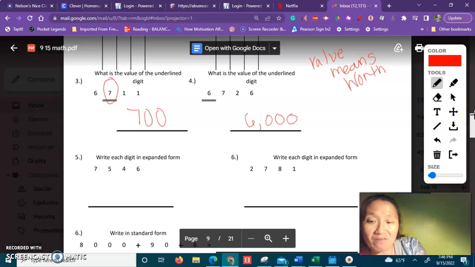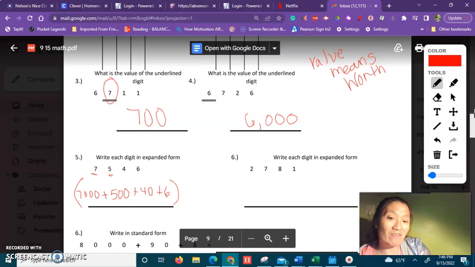Now, we are writing each number in expanded form. So we have a 7 in the thousands place. So we have 7,000. Okay? We have a 5 in the hundreds place. That's worth 500. The 7 is worth 7,000. The 5 is worth 500. The 4 is worth 40. And the 6 is just worth 6. So I have 7,546.